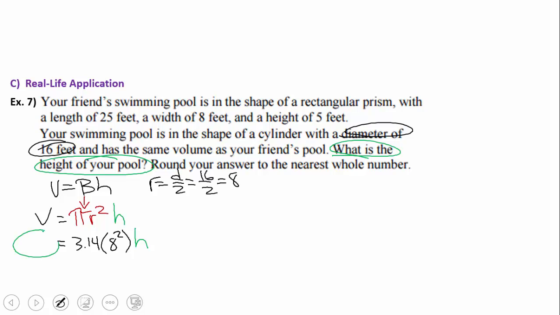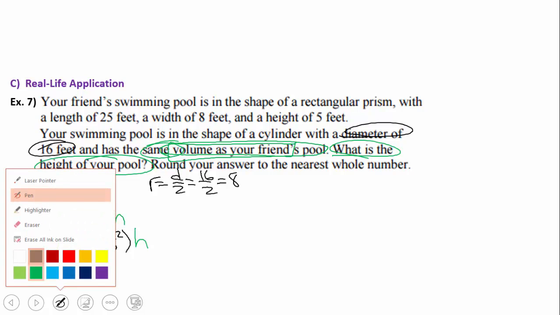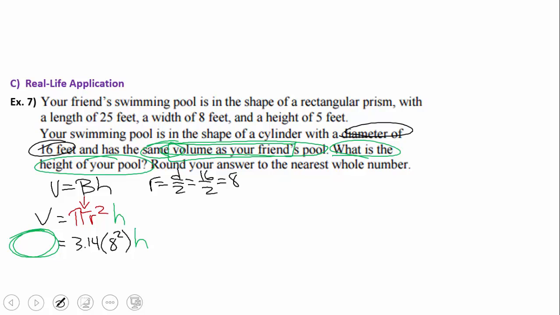But we have to get the volume. Well, how are we going to get the volume? It says our volume is the same as our friend's volume. Same volume. So we're going to have to go to our friend's pool. Our friend's pool is a prism. And volume, again, is equal to area of the base times the height. It says that it's a length of 25, a width of 8, and a height of 5. Well, we know the height is 5, and that means the area of the base is going to be 25.